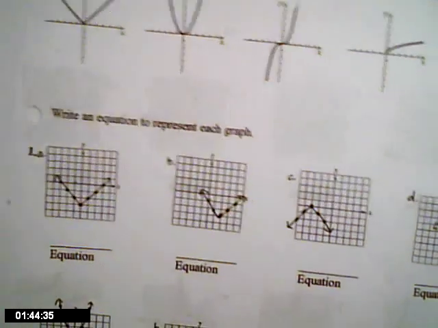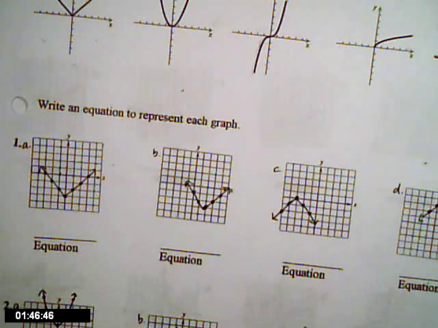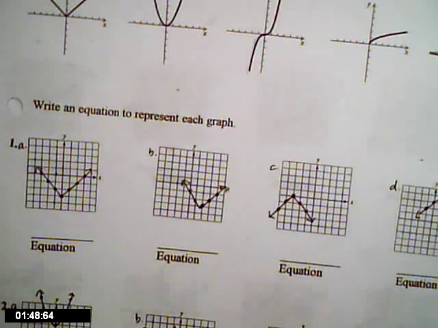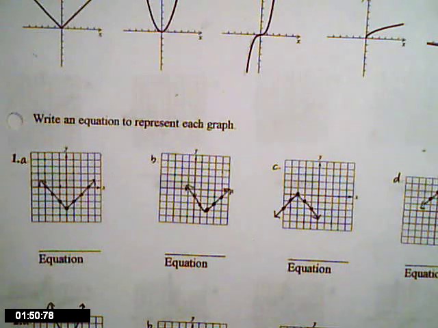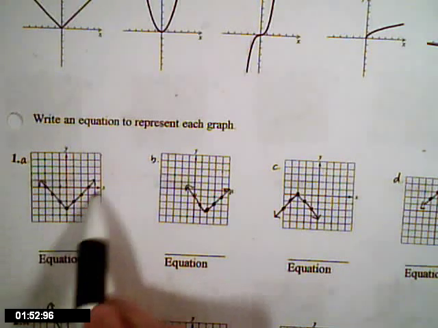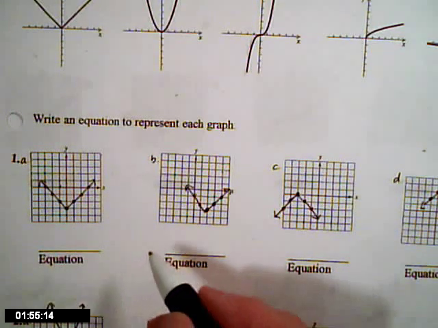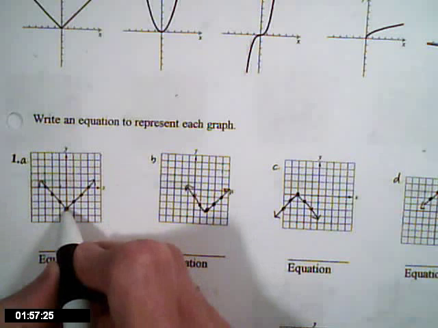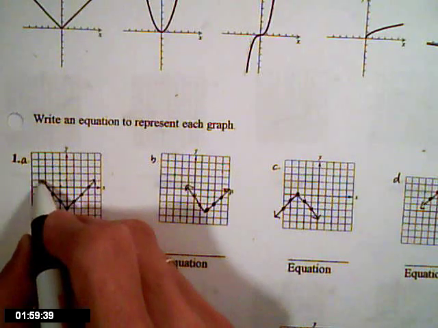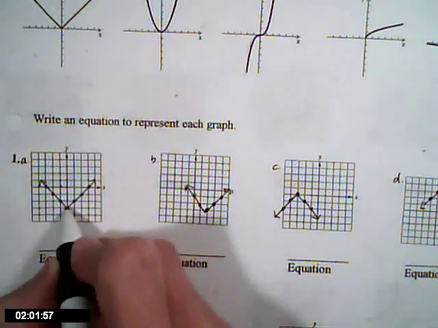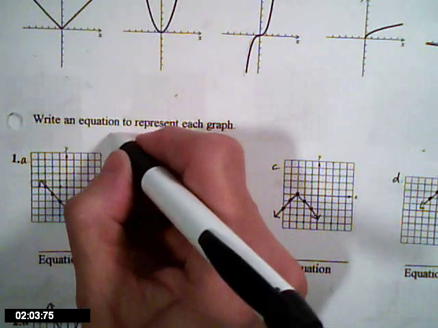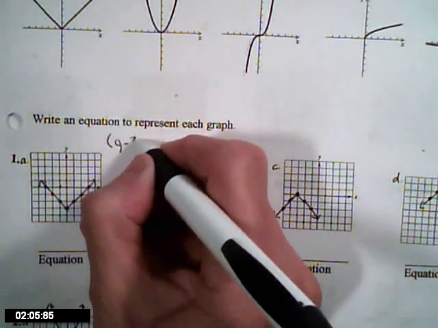Let's look at problem 1. If you look across, all of these are V-shaped. So they're all going to have an absolute value. Now what we want to do right now is to learn how to take this graph and write an equation for it. The first thing you need to do is to find the vertex. That's this point where decrease changes to increase. Here's the point. It's a minimum point, and it's 0, negative 3.